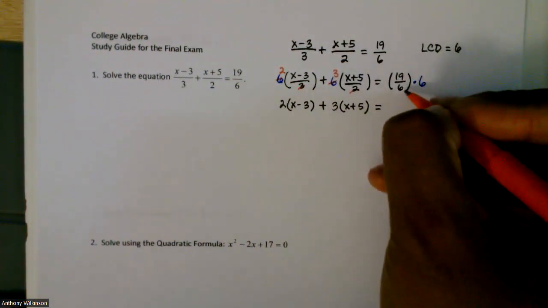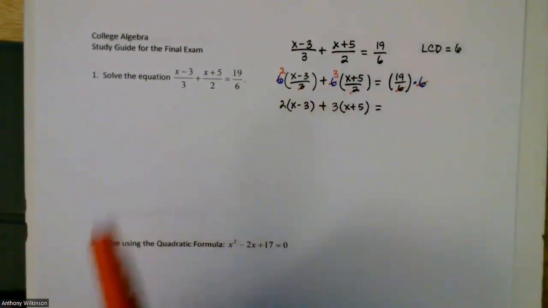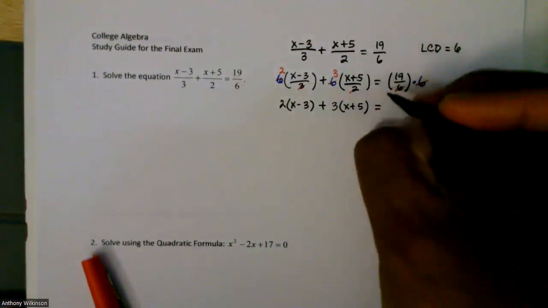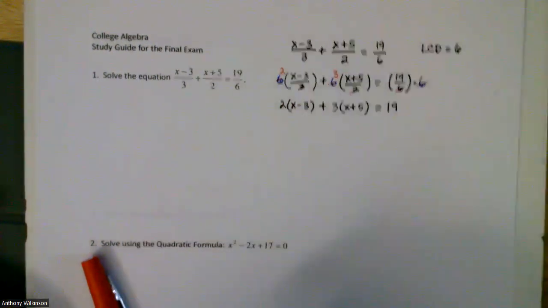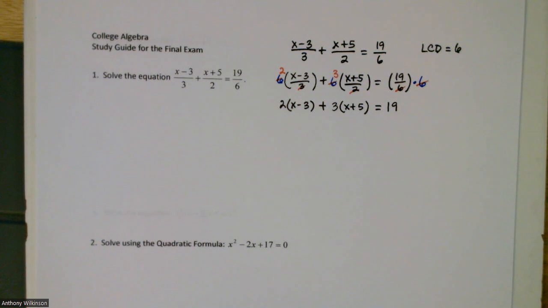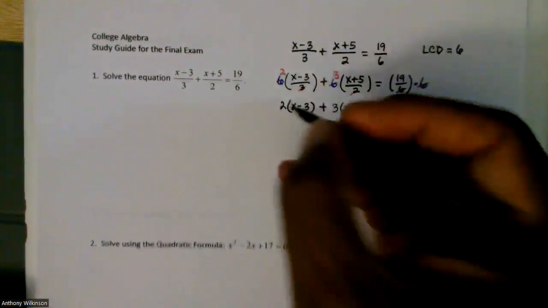and that's equal to 19 over 6 times 6, I'm sorry. The 6 is divided out, I'll be left with 19. So I have the equation 2 times the quantity x minus 3 plus 3 times the quantity x plus 5 is equal to 19. Now let's remove the parentheses and combine some like terms here.